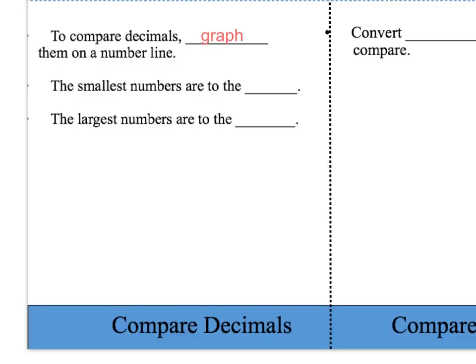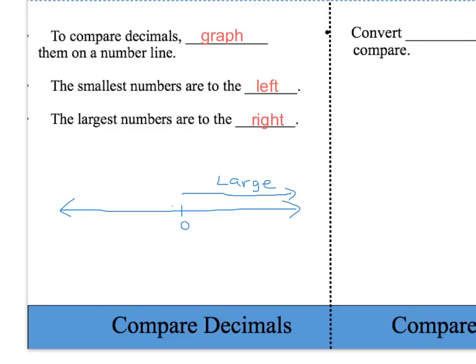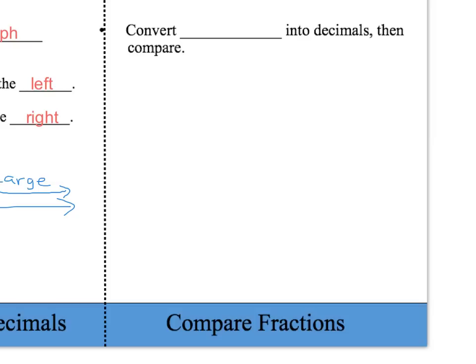So let's take a look at how we can compare decimals on the left-hand side of our notes. To compare decimals, graph them on a number line. Remember that the smallest numbers are to the left on the number line, and the larger numbers are to the right of the number line. So if we have a number line drawn here, 0 in the middle, we know that all the numbers to the right are large, and as the numbers go to the left, they become smaller.